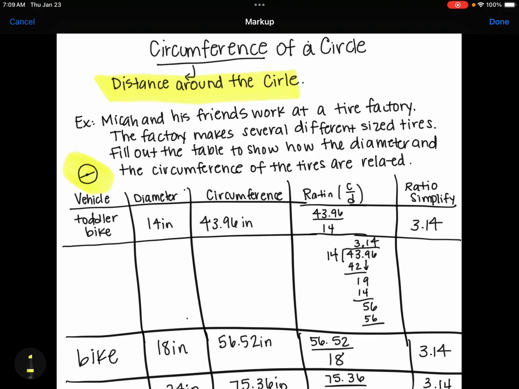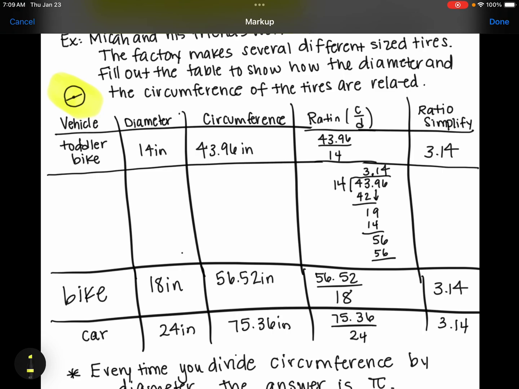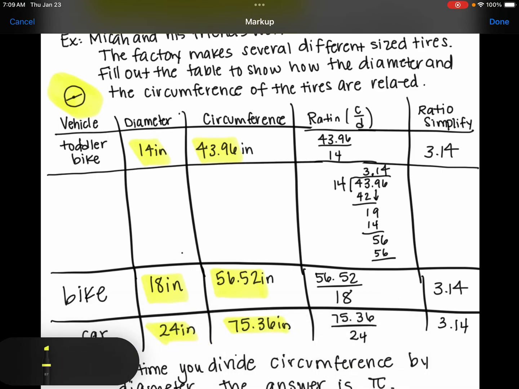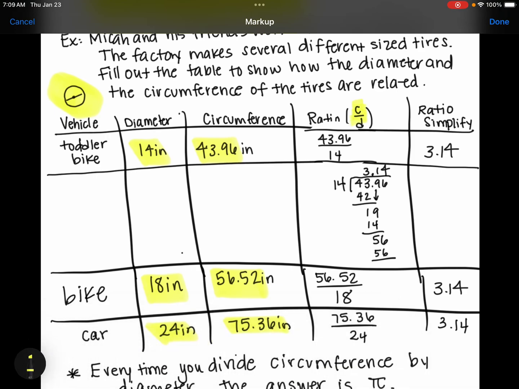The first problem was Micah and his friends work at a tire factory. The factory makes several different size tires. Fill out the table to show how the diameter and the circumference of the tires are related. We were given the diameter and the circumference for a toddler bike, a regular bike, and a car. So that was the information given to us, and we were asked to perform a ratio, divide the circumference by the diameter.